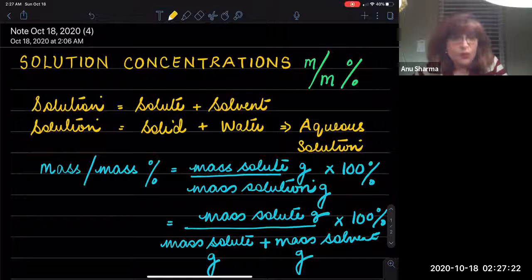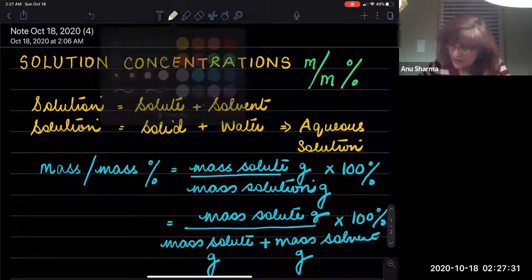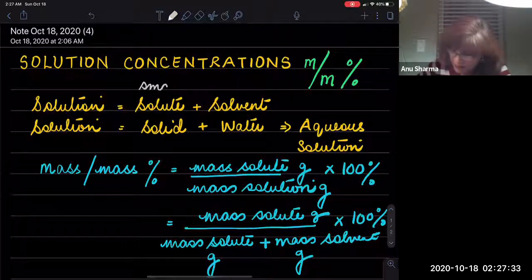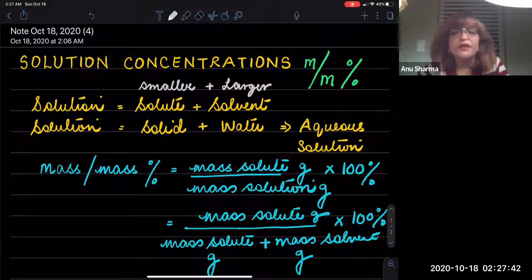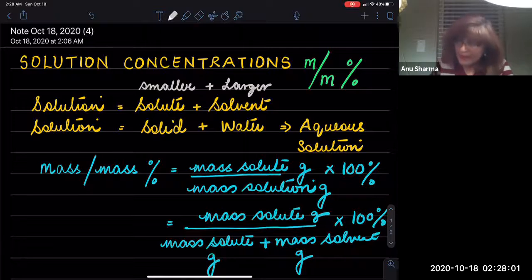So first of all, what is a solution? A solution is when a solute and a solvent are mixed together. Solute is a small amount and the solvent is a larger amount. When a smaller amount of some substance is mixed in a larger amount of that substance and it all mixes, it dissolves, then it forms a solution. The kind of solution that we deal with in introductory college chemistry courses is a solid inorganic compound dissolved in water, which forms an aqueous solution.